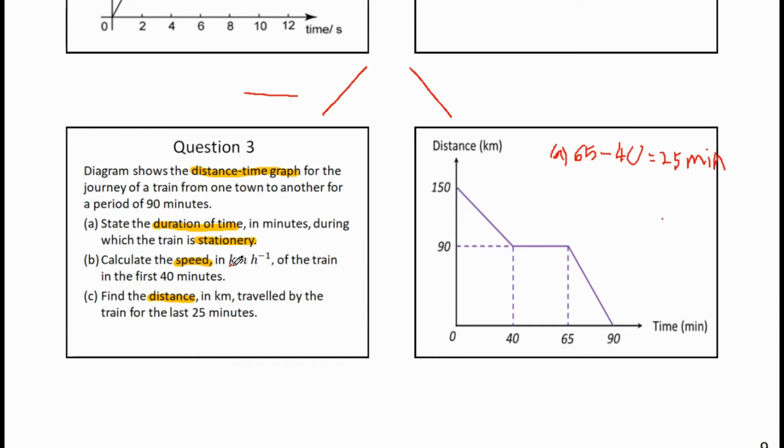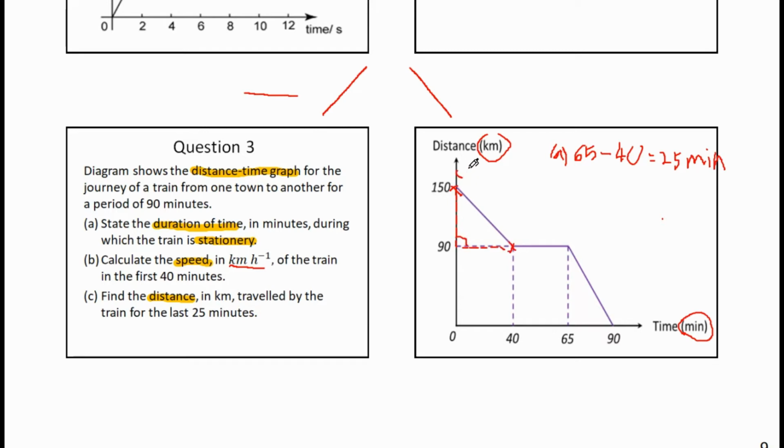Okay, we have to be careful of this unit also. The question asks us to find in km per hour, but the graph given here is km per minute. So we have to change minutes to hours. For the first 40 minutes, let's consider this one. We take 2 points, then we draw out the triangle.